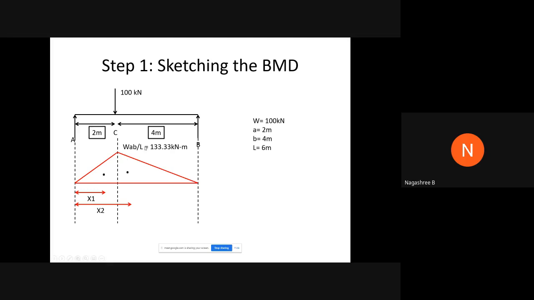So the maximum bending moment is nothing but W A B divided by L. You just substitute that. You'll get the value as 100 into 2 into 4 divided by 6. So it is 133.33 kilonewton meter. So are you getting the same value, all of you? Just calculate it.